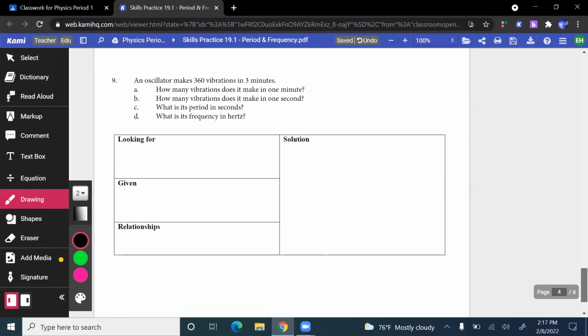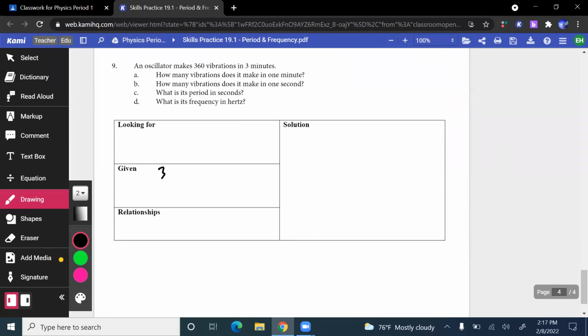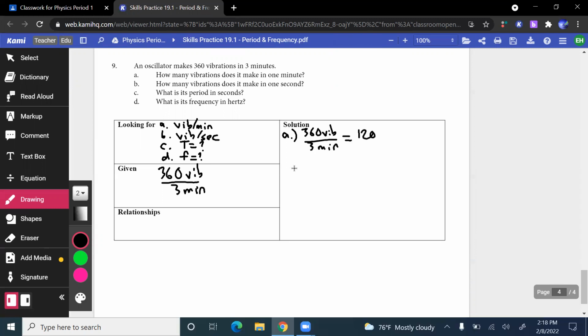Finally, in number 9, an oscillator makes 360 vibrations in 3 minutes. We want to know A, vibrations in 1 minute, B, vibrations in 1 second, C, period, D, frequency. Okay, so first let's figure out A. If there's 360 vibrations in 3 minutes, just divide those two and you will get 120 vibrations in 1 minute.